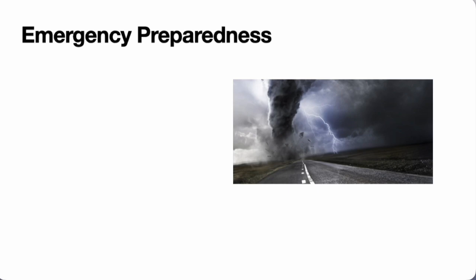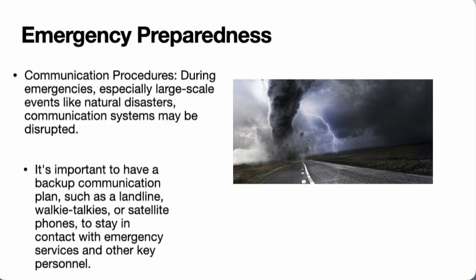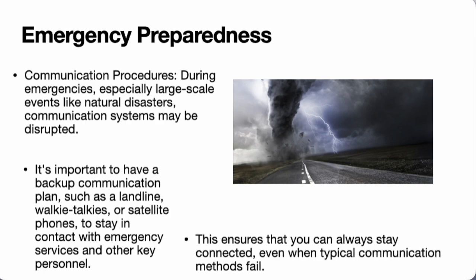Emergency preparedness. Communication procedures. During emergencies, especially large-scale events like natural disasters, communication systems may be disrupted. It's important to have a backup communication plan, such as a landline, walkie-talkies, or satellite phones, to stay in contact with emergency services and other key personnel. This ensures that you can always stay connected, even when typical communication methods fail.